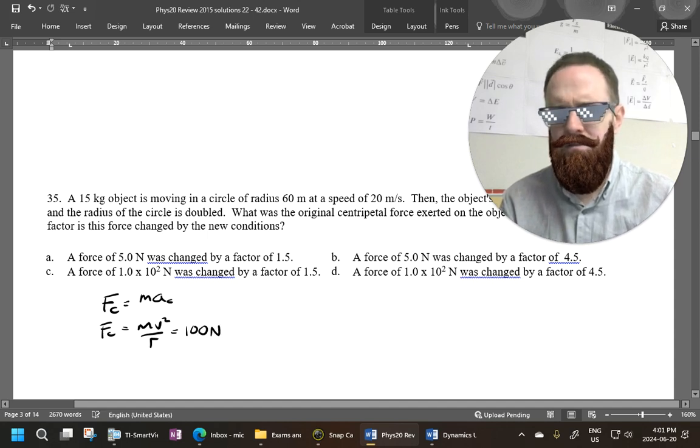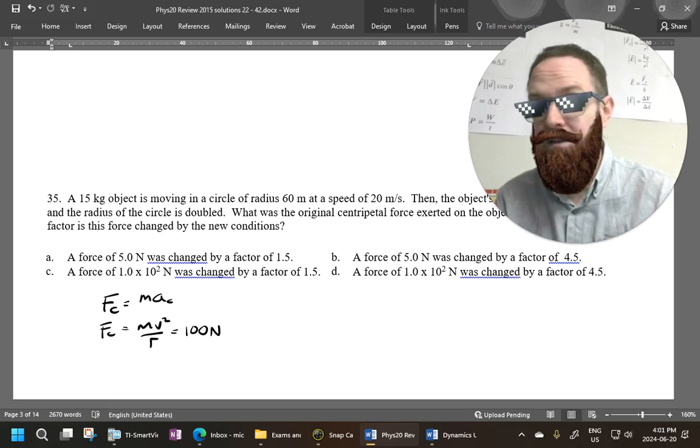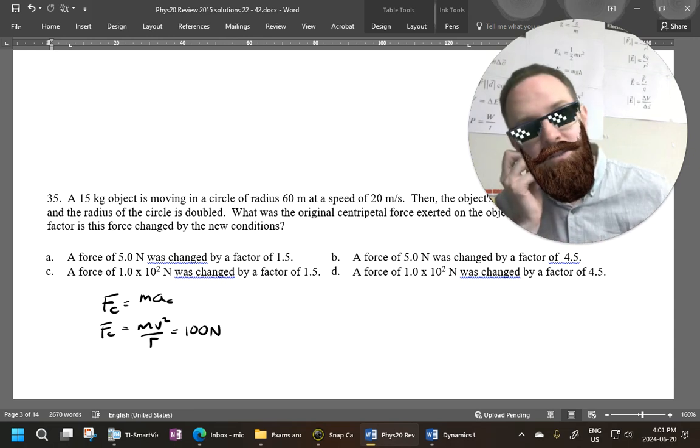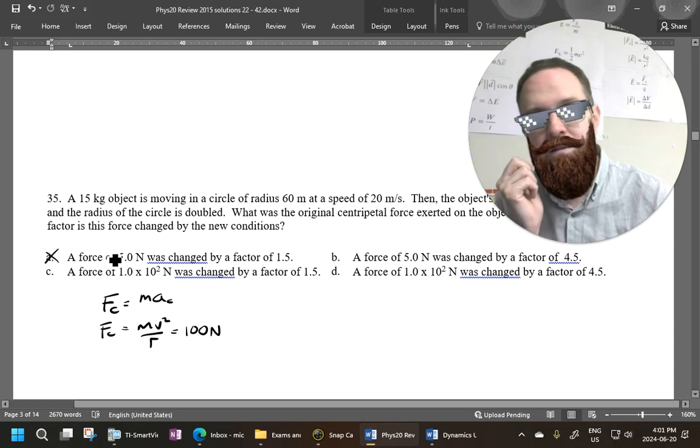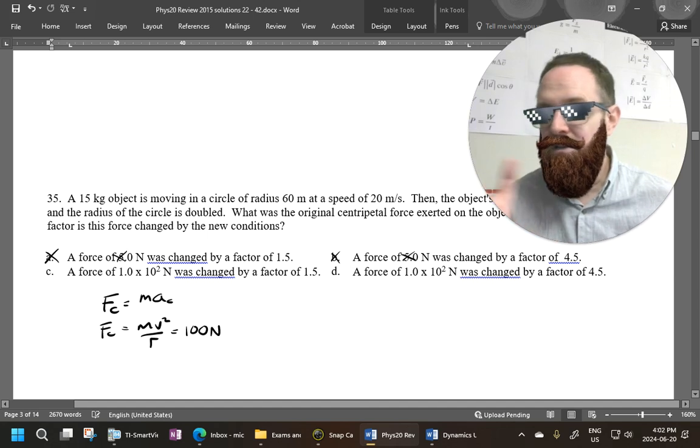What are these other ones? That's weird. Why would they be like that? Oh, if you forget to square the v, they put the 5 in there. Okay. So we cross off A, because that's the wrong one there, and you cross off B, because that's the wrong one. So now we have to determine the factor change.